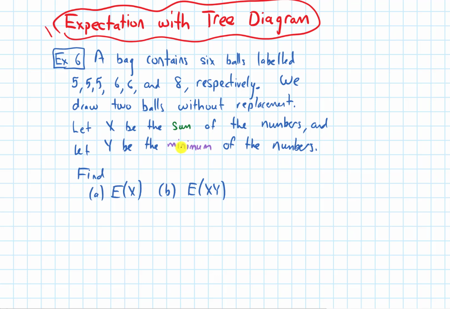So that means y is going to be the smaller of the 2 numbers that are picked. And then find, part A asks the expected value of x. Part B then asks the expected value of x times y.